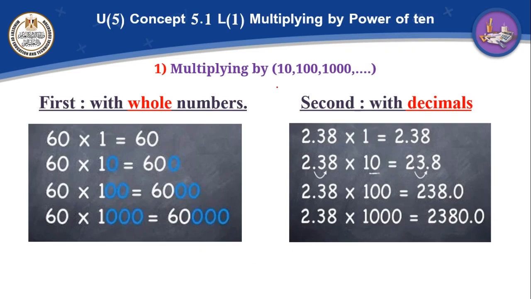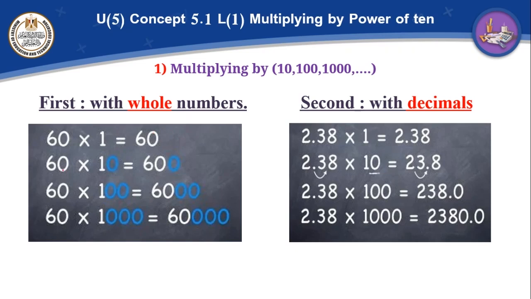Power of 10 means multiplying by 10, by 100, by 1000, and so on, a multiple of 10. So you write 1 and put the number of 0s. First, if we multiply with a whole number, 60 by 1 equals what? 60. 1 times any number equals the same number. So a 0 will go out from right to left.